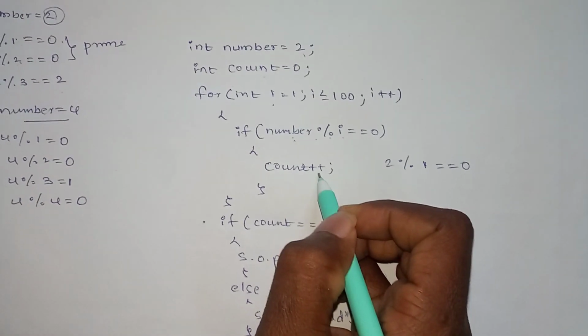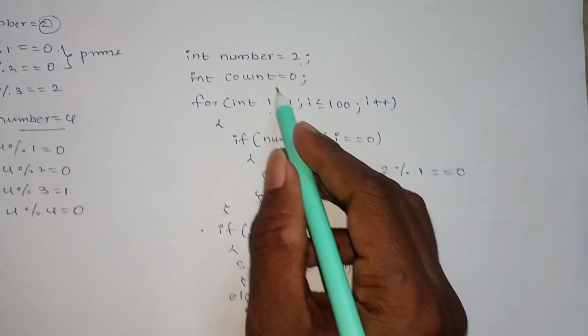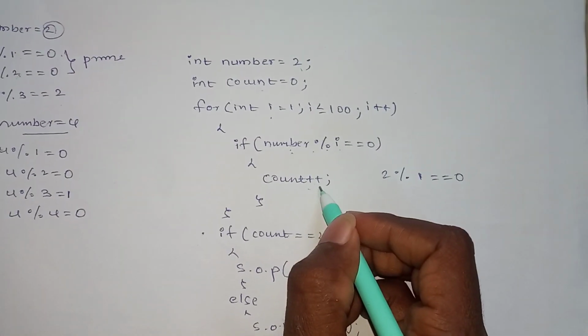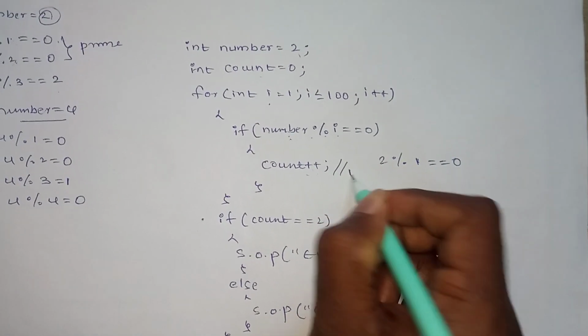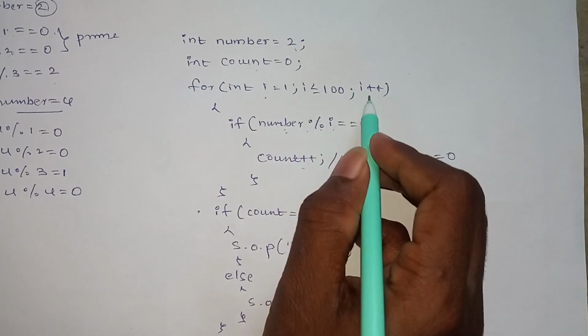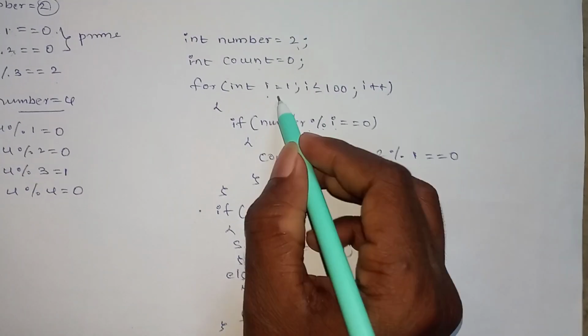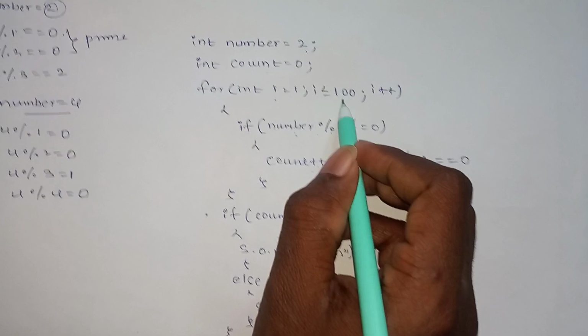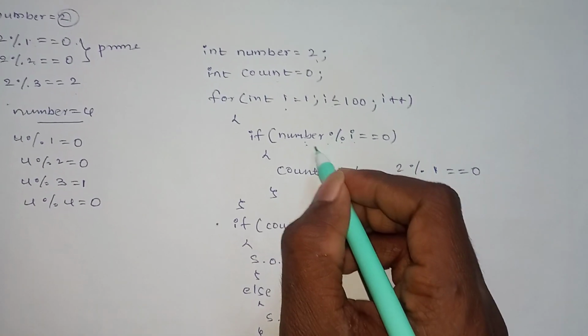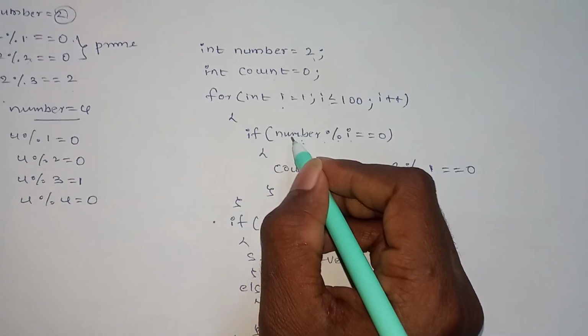So count becomes, initially count is 0. Now count plus plus means count equals count plus 1, that is 0 plus 1. So here count becomes 1. And then again here i gets incremented. So initially i is 1. Now i becomes 2. Again it checks for the condition. 2 less than or equals to 100. Condition is true. So again here it enters into the for loop.